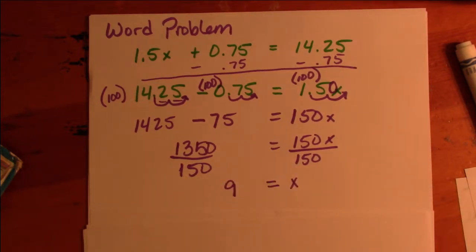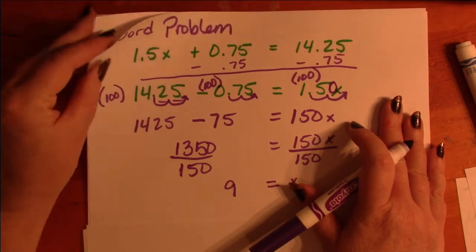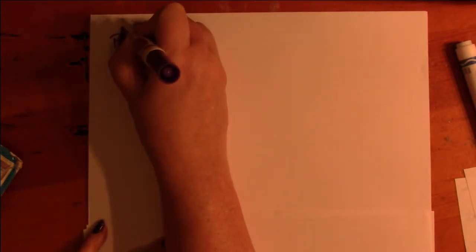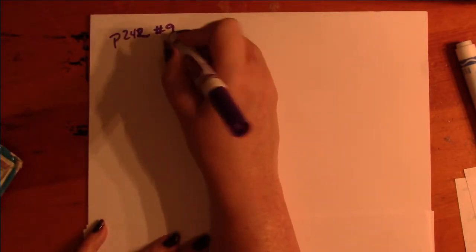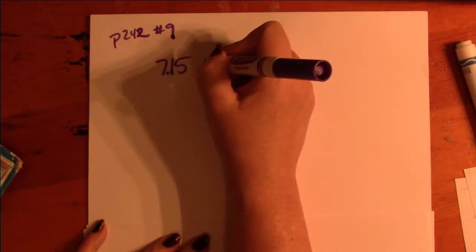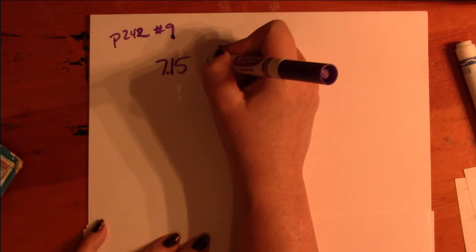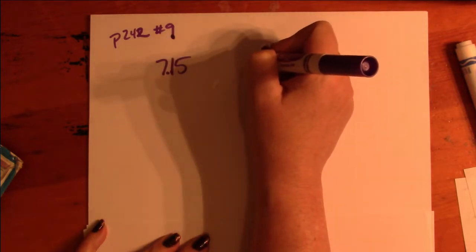We're going to do one more that you're going to do yourself to make sure you know how to do the homework. So I'm reading on page 242, number 9. Nancy places $7.15 in an envelope each week. She currently has $64.25 in it. In how many weeks will she have $121.45 in the envelope?